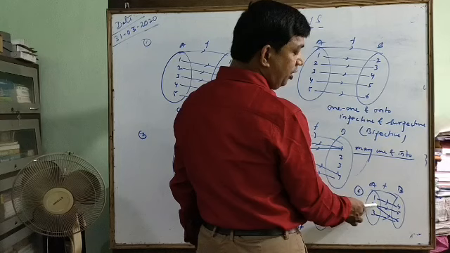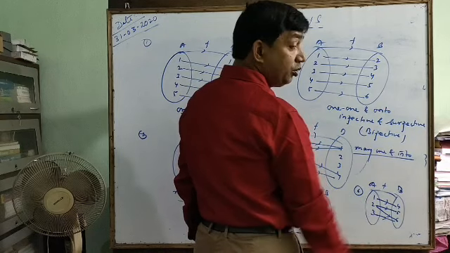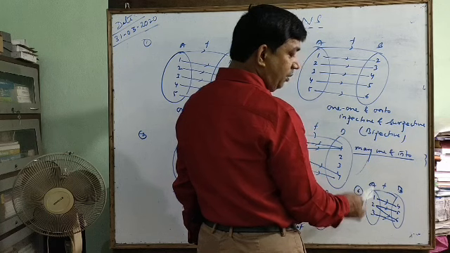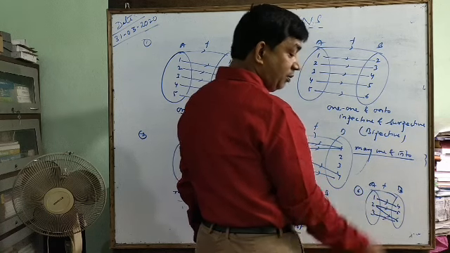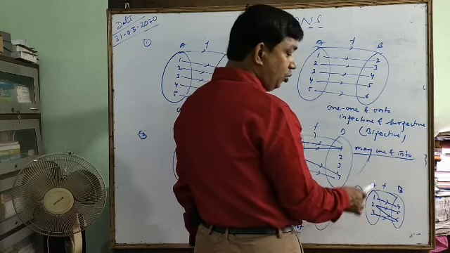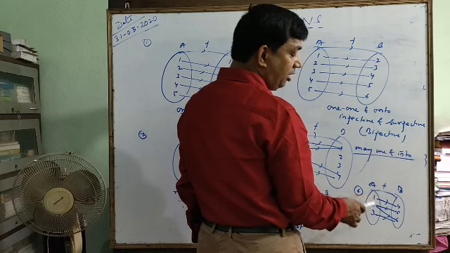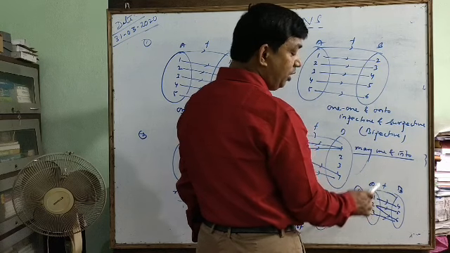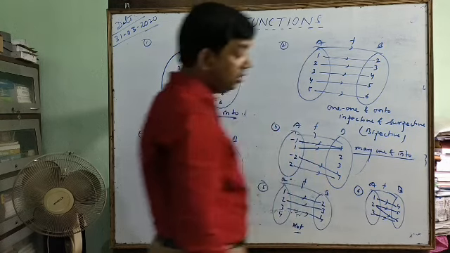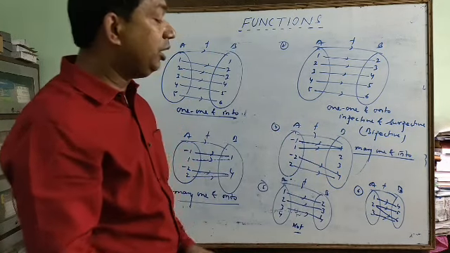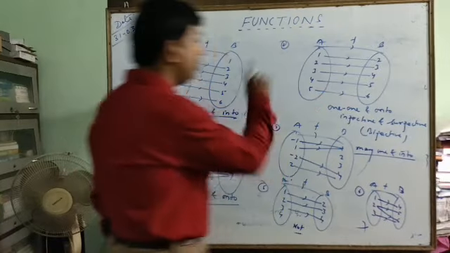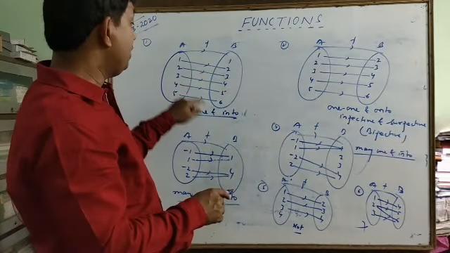Why? Because this 2 has two images. According to the definition I told, every input has some output, that is okay. But the second condition I told, no input has more than one output. So this is not the case of a function. So these two are not functions, and these functions you have to remember.